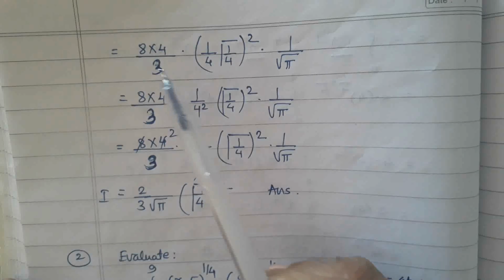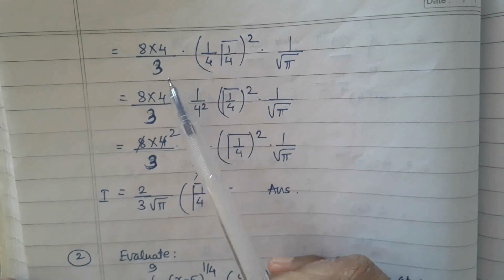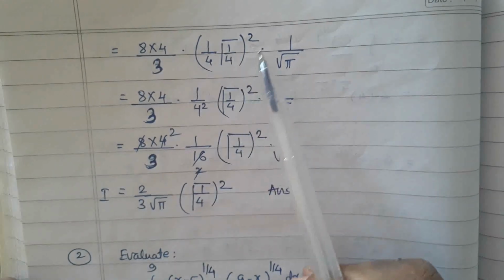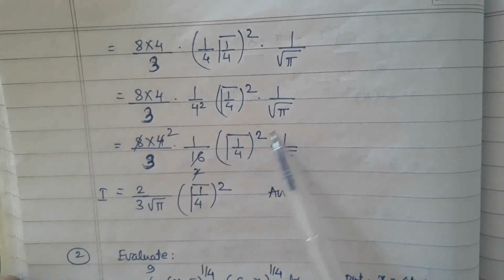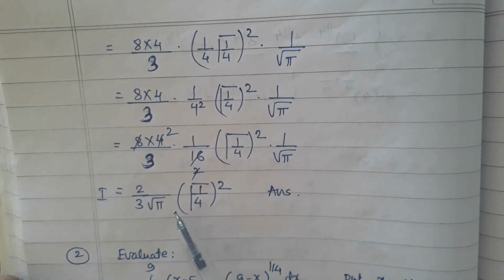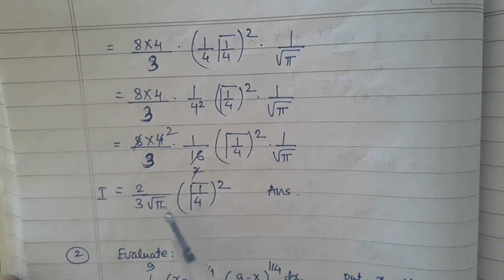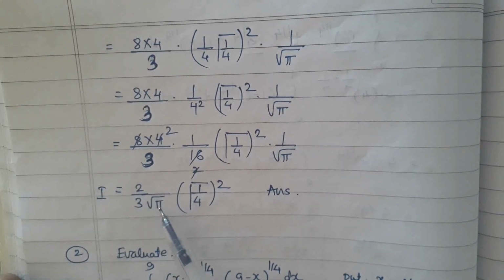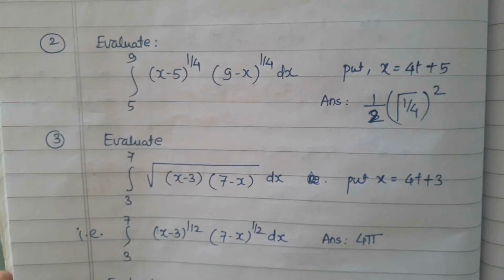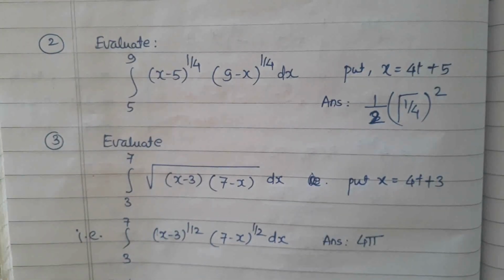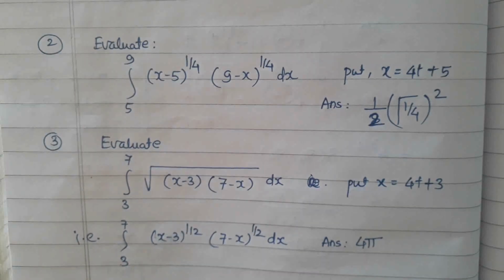Let us put all the values here. 8 into 4 upon 3, (1/4 gamma(1/4)) squared, 1 upon root pi. Simplify this, and you will get the solution for this problem as (2/3) root pi (gamma(1/4)) squared. Using the above example, similarly you can solve the next two questions also.